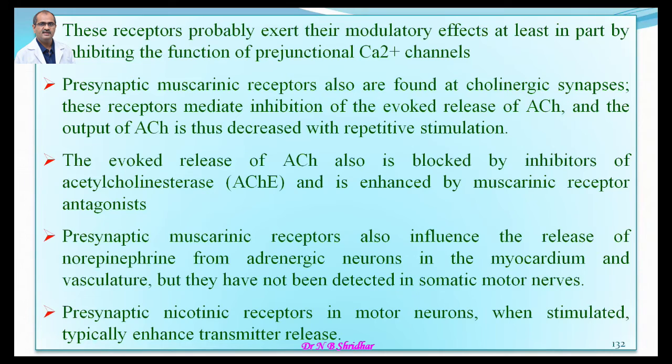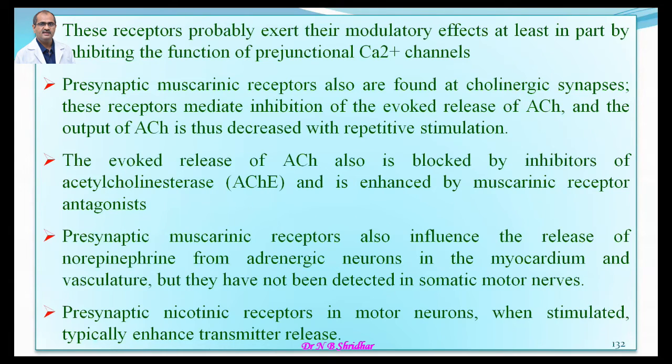So there are presynaptic muscarinic receptors found on the cholinergic nervous system, and these receptors mediate the inhibition of the evoked release of acetylcholine. The evoked release of acetylcholine is also blocked by the inhibitors of acetylcholinesterase and is enhanced by muscarinic receptor antagonists. So here both nervous systems are being discussed.